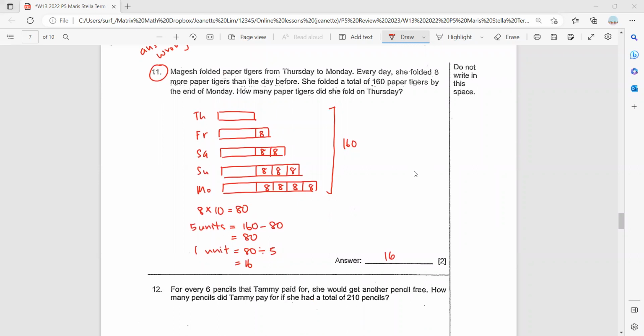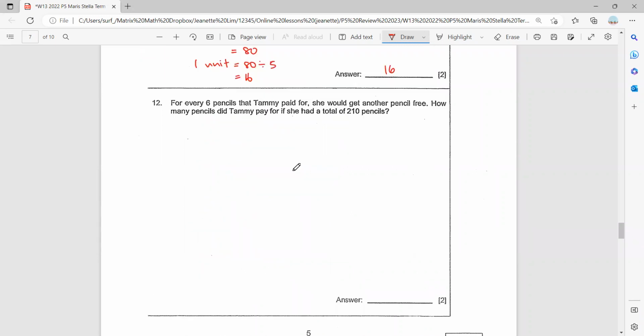Okay, now for question 12, for every 6 pencils that Tammy paid for, she'll get another pencil free. So pay 6 pencils, free 1 pencil. This is one group. Then how many pencils did she pay for if she had a total of 210? So 210 is the total number of pencils, including the free ones. So I should be finding one group, which is 6 plus 1.